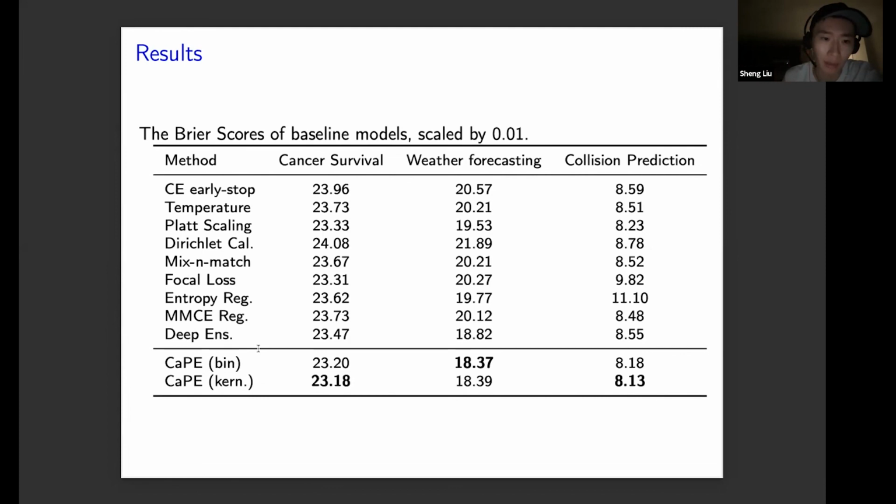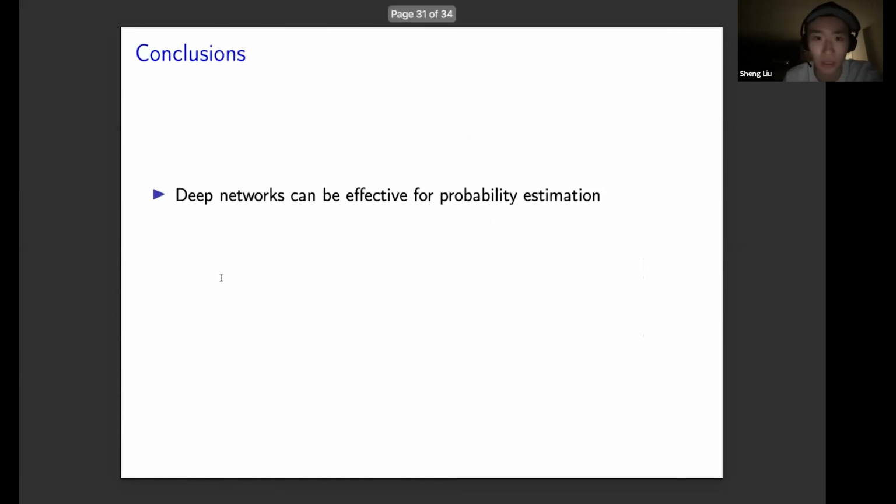Our method has two versions. I don't want to describe the details of these two versions, but the CAPE method takes advantage of the early learning stage where the model is calibrated and uses that model's output to further train the model, achieving very good results on these three data sets. In conclusion, we see that deep neural networks can be effective for probability estimation problems. We just don't want them to train on the 0-1 outcome labels too long, because they will eventually overfit. Because the networks are over-parameterized and powerful, they will eventually overfit to those 0 and 1s.